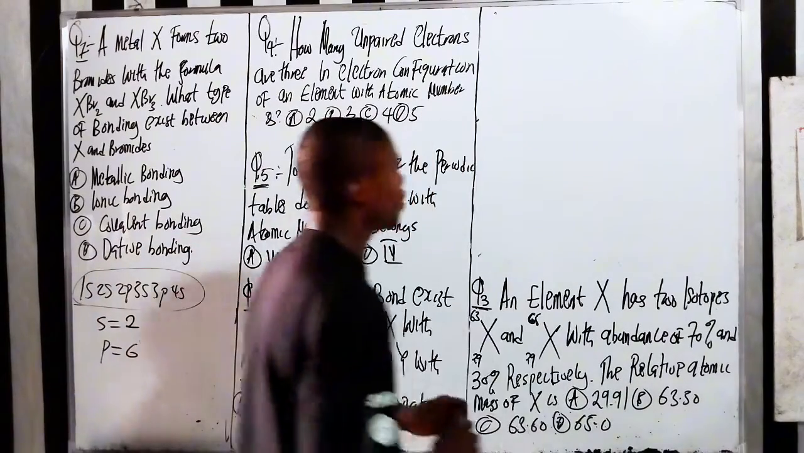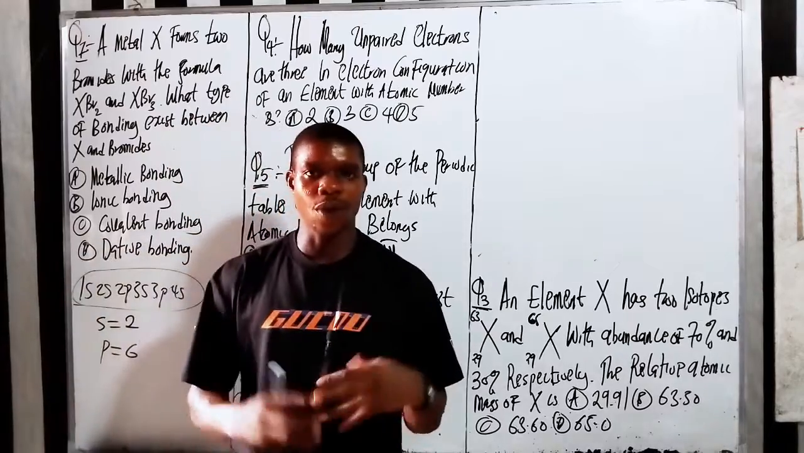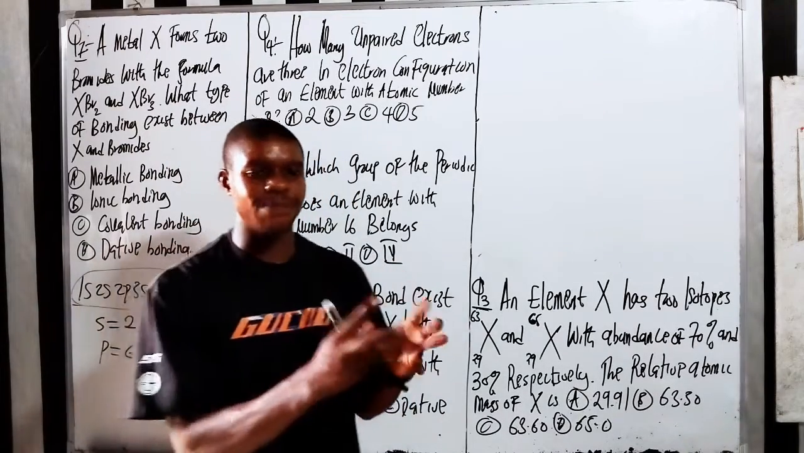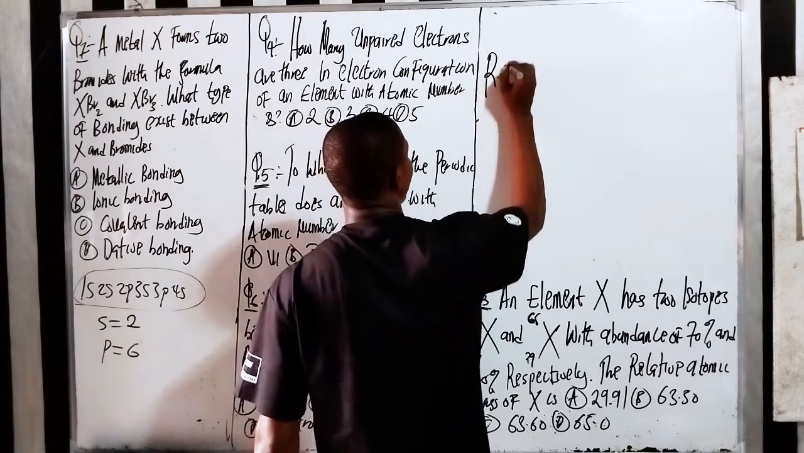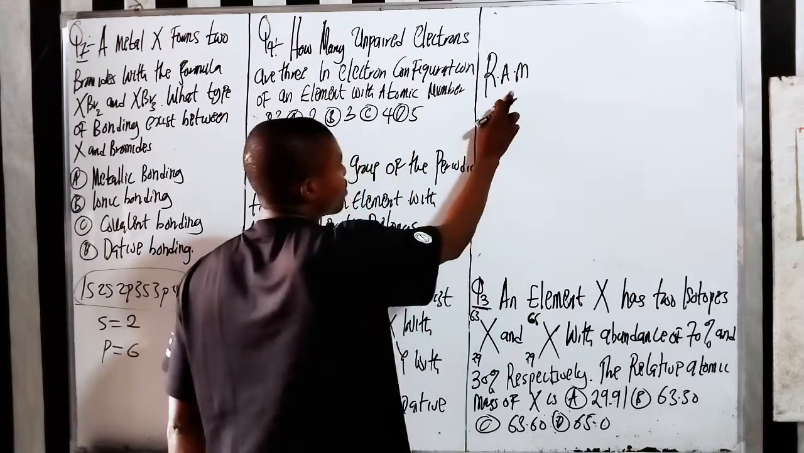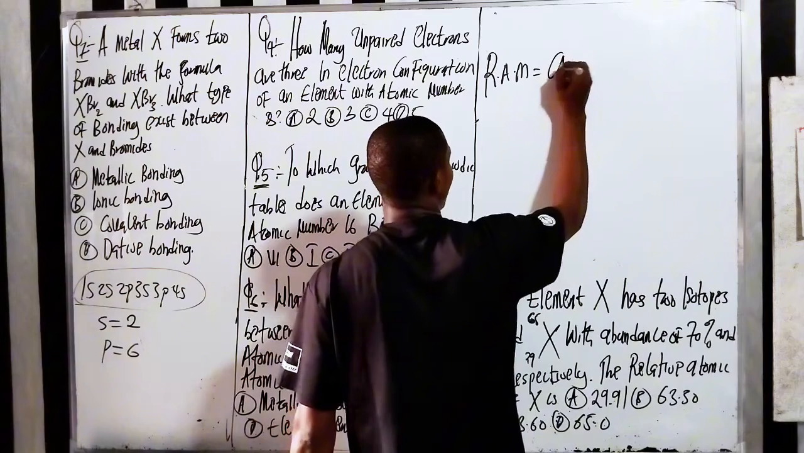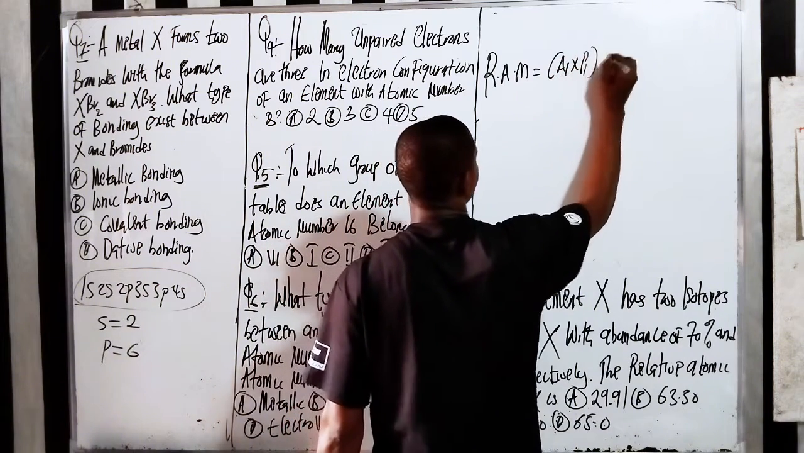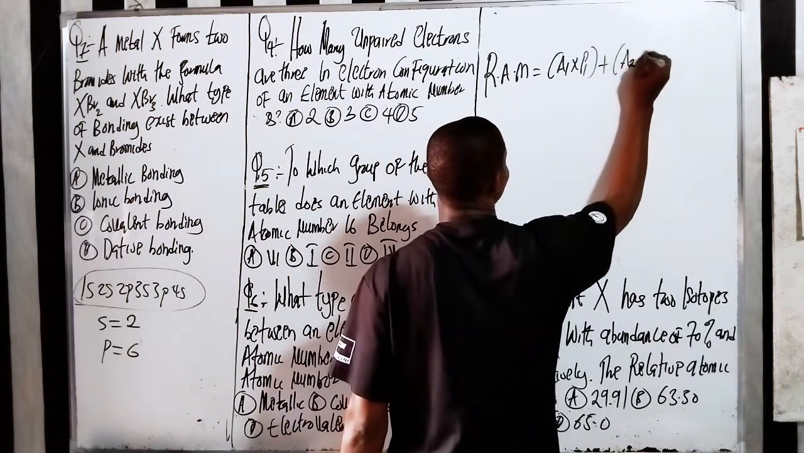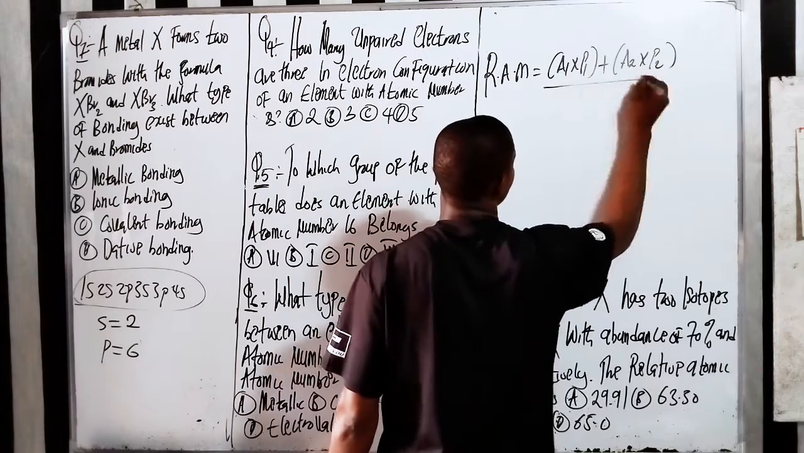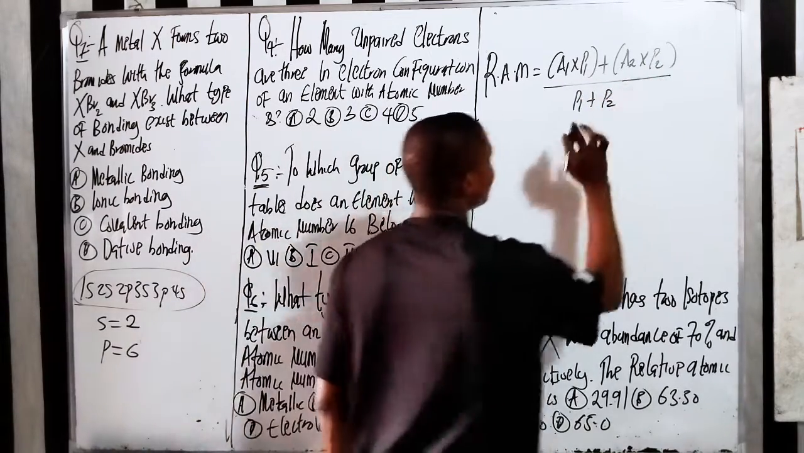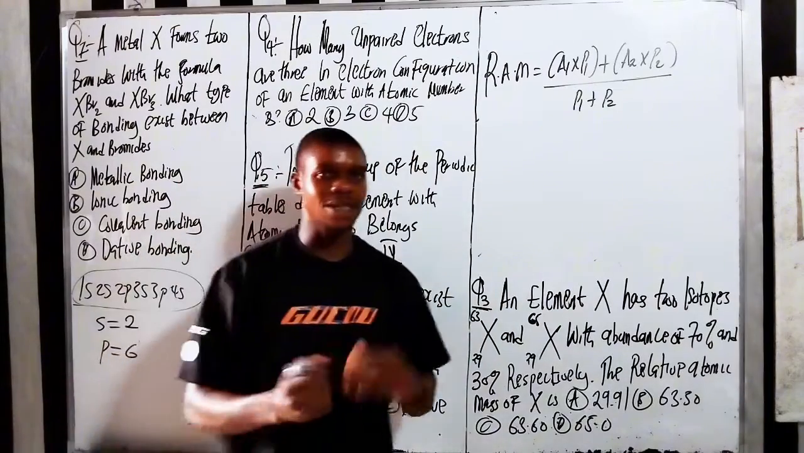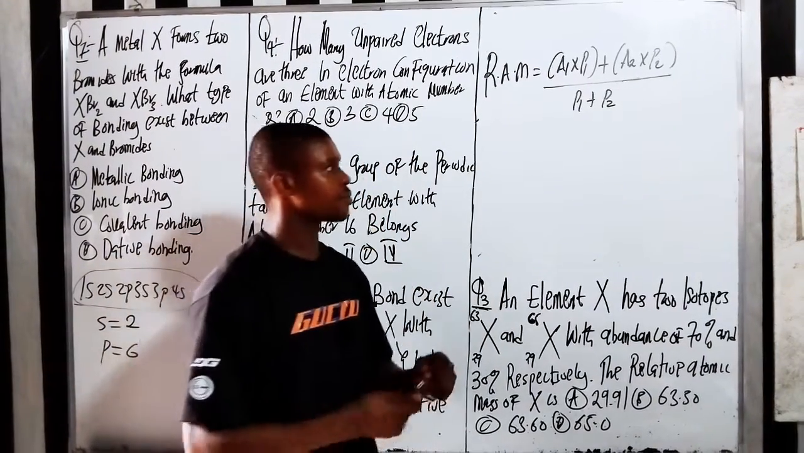Now, whenever you come across a problem on isotopes, let me give you a simple formula you can make use of. Relative atomic mass equals A1 times P1 plus A2 times P2, all over P1 plus P2. Although I have done a complete video on this, you can check it out.